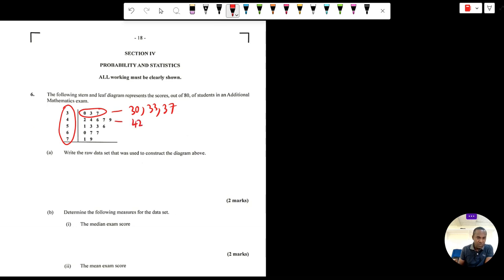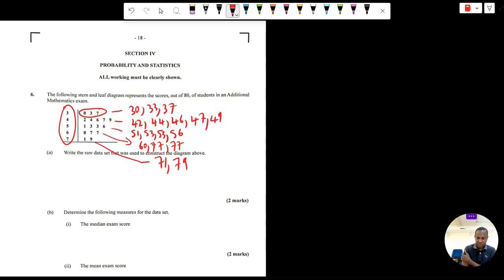Similarly, these ones would be 42, 44, 46, 47, 49. The third set would be 51, 53, 53, and 56. The next set would be 60, 67, and 67 once more. And the last set of scores would be 71 and 79. So this stem and leaf diagram basically is a more concise way of representing these scores, right? So these are the scores of this particular test. And of course, the maximum score would have been 80.